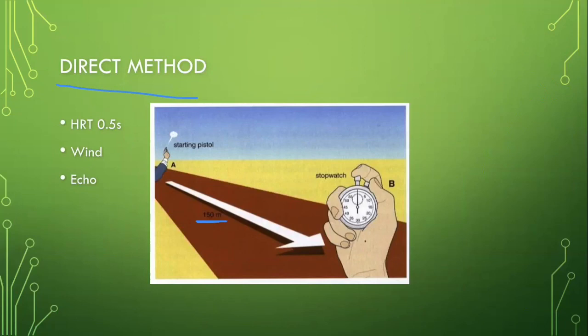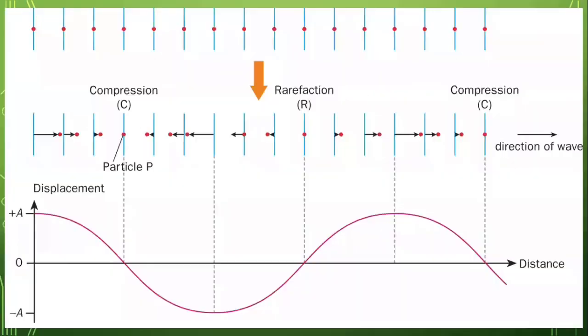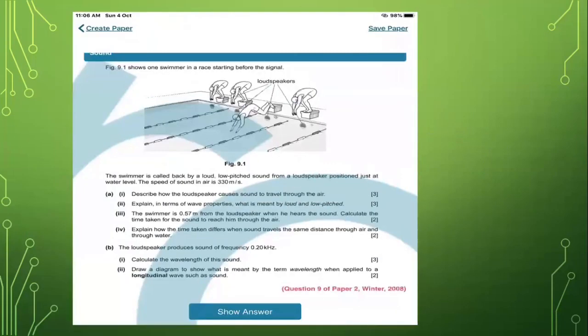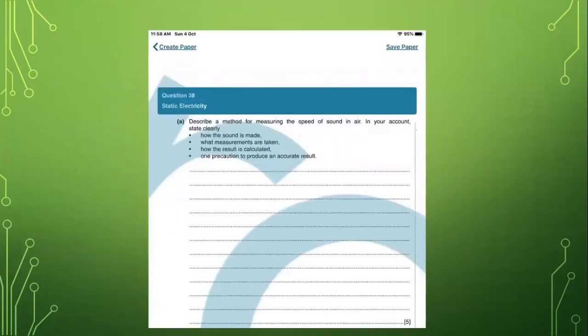So basically in this experiment, the first thing that we need to tell is how the sound is made. So the sound is made from the pistol. What measurements are taken? The first measurement that is taken is the distance between the two people that are standing away from each other. Then the second measurement is of time. How do we calculate time in this experiment?